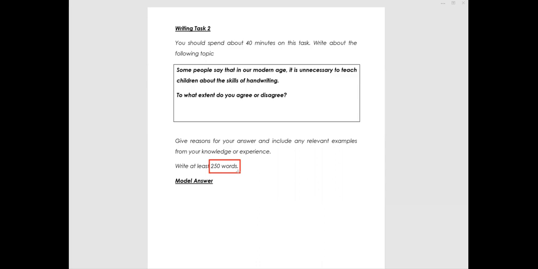Now, another scenario, some students ask me, should I just finish at 250 words? No, guys, use your common sense, right? Try to enhance the word count, right? Your word count actually should be in the vicinity of around 270, 280, 300 words. And the max you can go up to is 350 words.